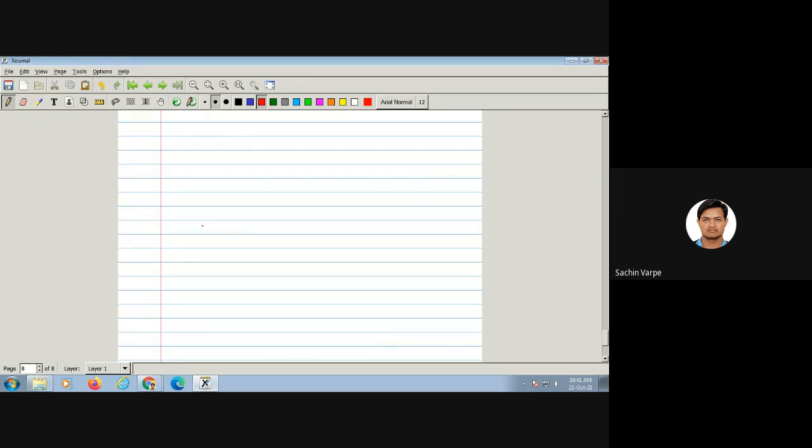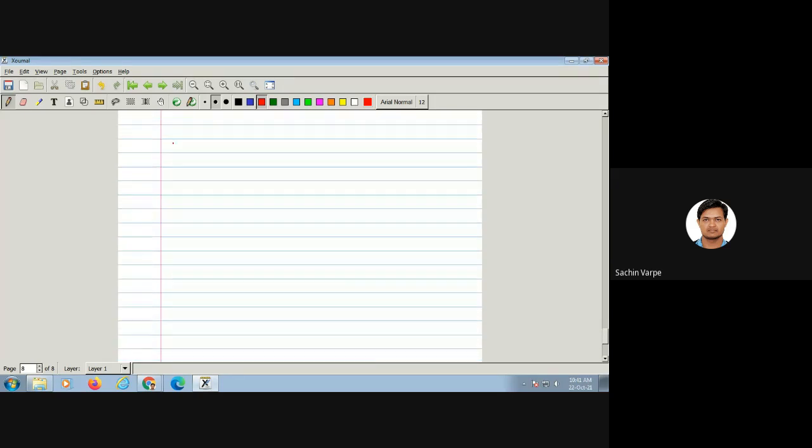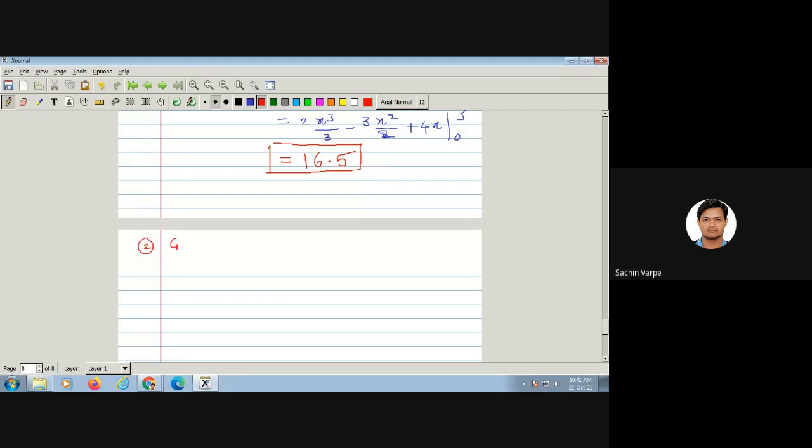The question is given, second question. Given 1.0 cube is equal to 1.000, 1.2 cube is equal to 1.728, 1.3 cube is equal to 2.197, 1.4 cube is equal to, actually this is not 4, x is given to be 5, 1.5 cube is given to be 3.375.